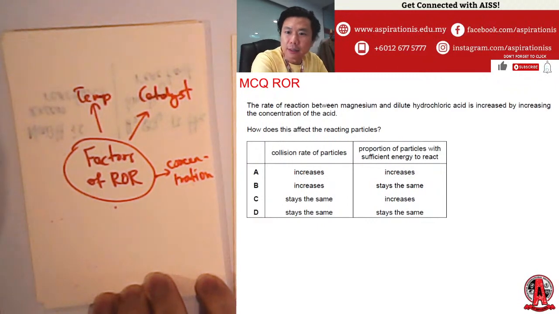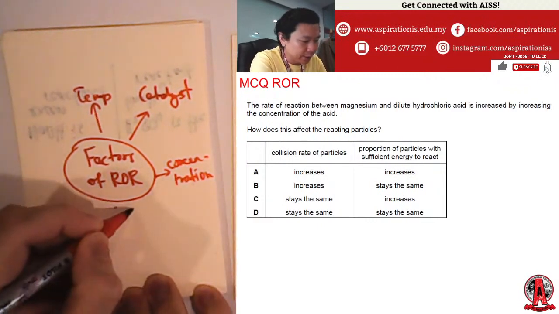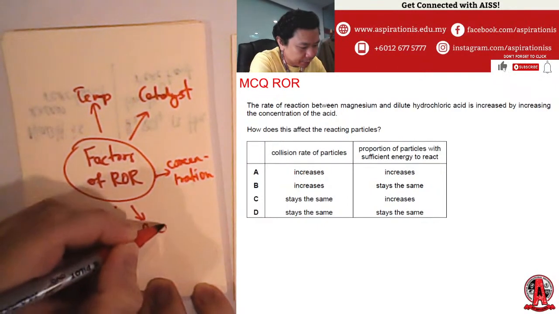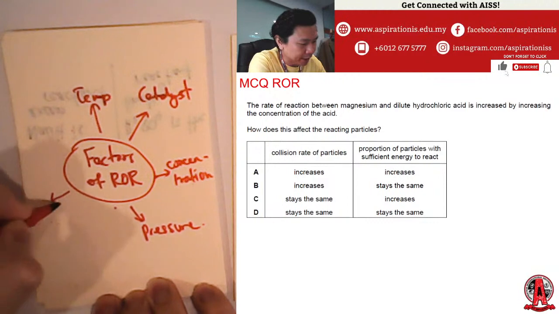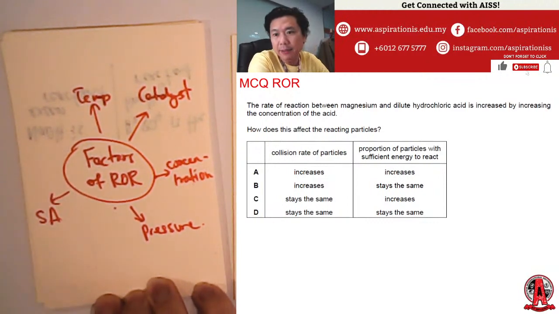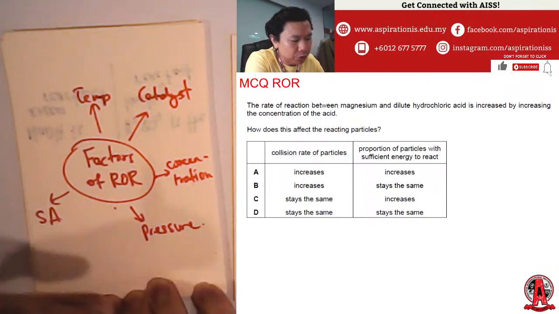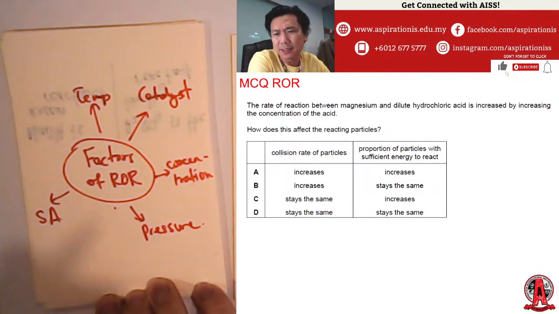All right. And we have pressure, and we have surface area. So it's mainly these 5. Very often, when students answer, they don't use the factors. They use things like volume, which is not a factor. So you've got to use one of these keywords here.